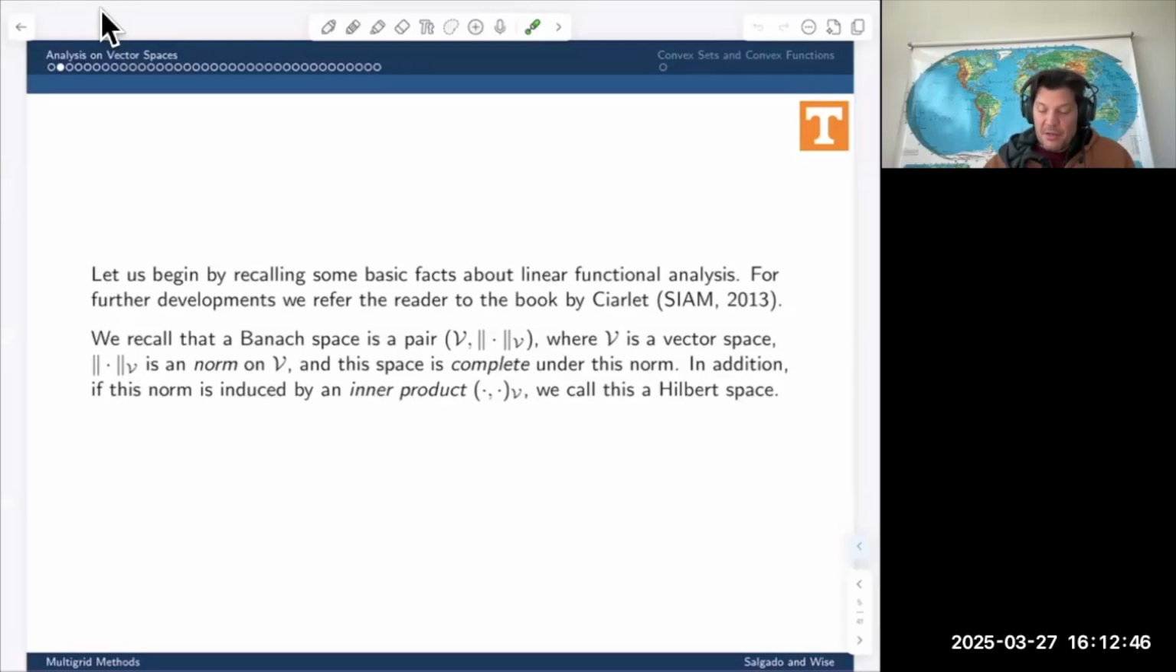A Banach space is a pair of objects. One is a set, and that is a linear space. That is, it's a vector space.